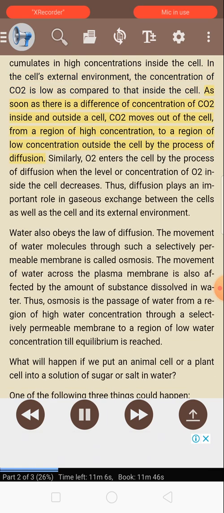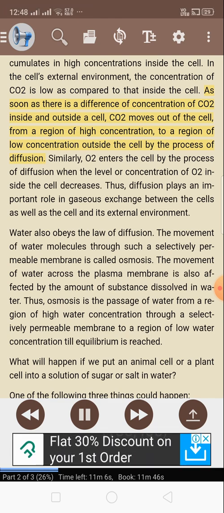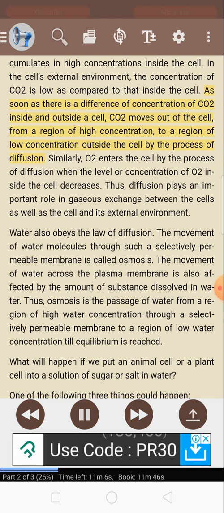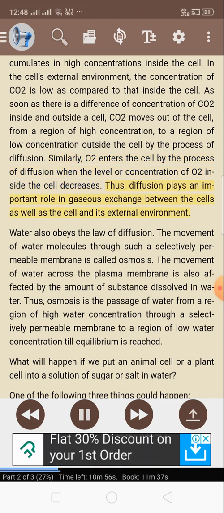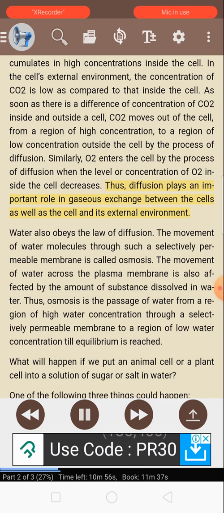As soon as there is a difference of concentration of CO2 inside and outside a cell, CO2 moves out of the cell from a region of high concentration to a region of low concentration outside the cell by the process of diffusion. Similarly, O2 enters the cell by the process of diffusion when the level or concentration of O2 inside the cell decreases. Thus, diffusion plays an important role in gaseous exchange between the cells as well as the cell and its external environment. Water also obeys the law of diffusion.